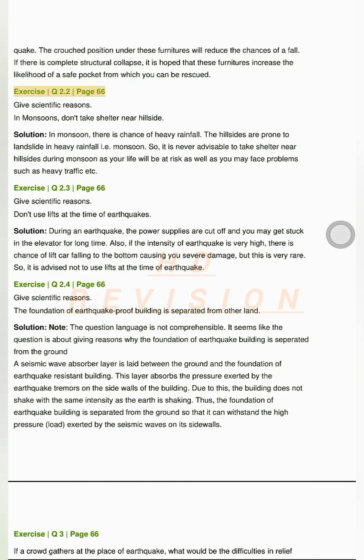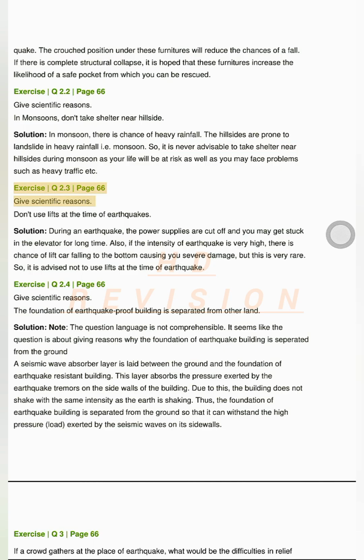Exercise Q2.2, page 66. Give scientific reasons. In monsoons, don't take shelter near hillside. Solution. In monsoon, there is chance of heavy rainfall. The hillsides are prone to landslide in heavy rainfall, i.e. monsoon. So, it is never advisable to take shelter near hillsides during monsoon, as your life will be at risk, as well as you may face problems such as heavy traffic, etc.